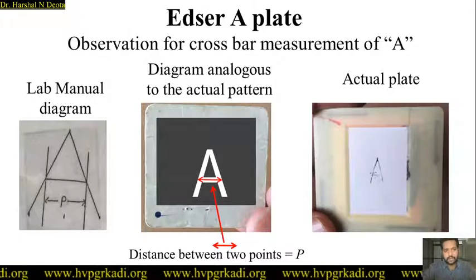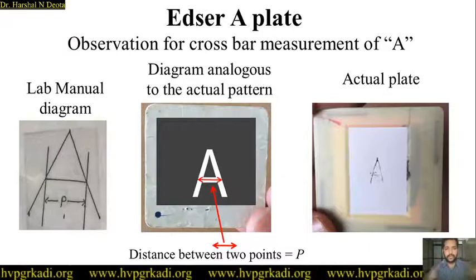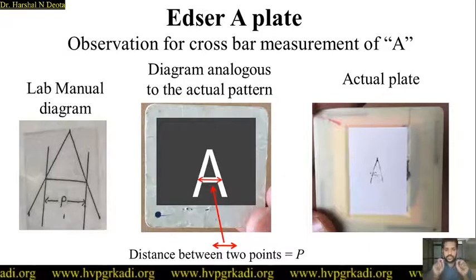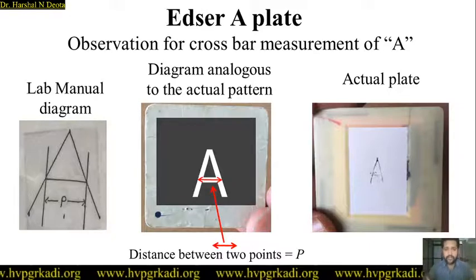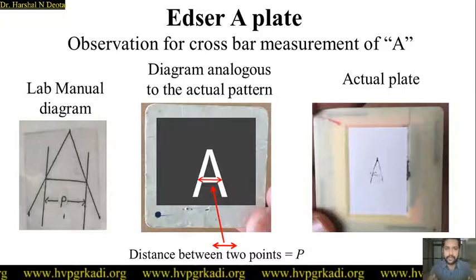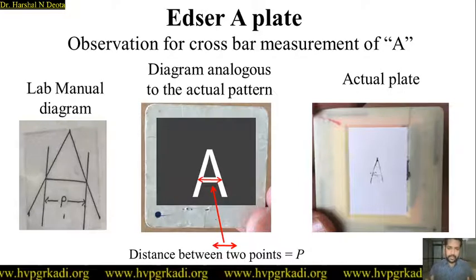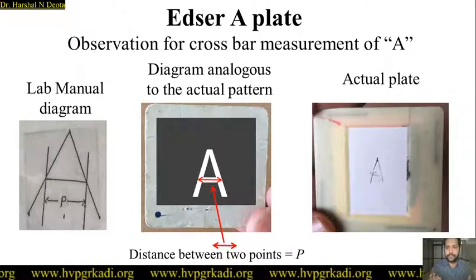Okay, so first of all, let us switch over to the figures that we have here. The first figure is from the lab manual diagram, where you can see the diagram of A and you have to measure the distance between the 2 points, that is the crossbar measurement of A. The second figure is the same figure, that is an analogous diagram representing the same. And the third figure is the actual Edser A plate.